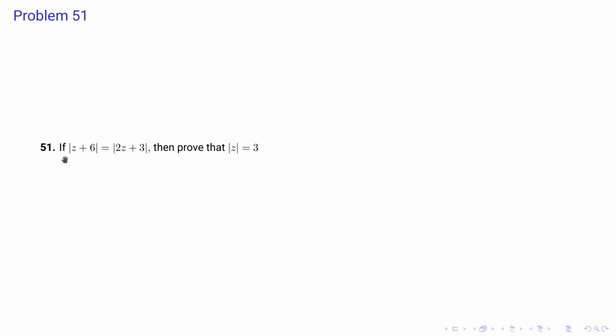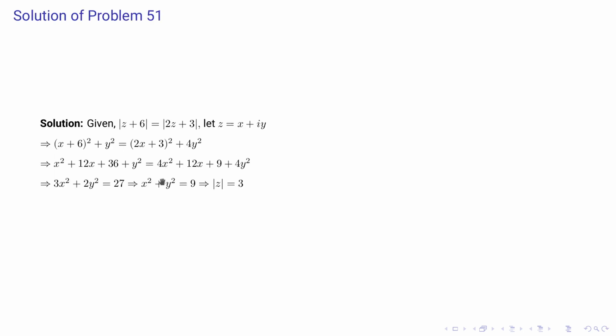Problem 51 says that if mod of z plus 6 is equal to mod of 2z plus 3, then prove that mod of z is equal to 3. So we let z is equal to x plus iy. Then z plus 6 becomes x plus 6 plus iy. And 2z plus 3 becomes 2x plus 3 plus 2iy.